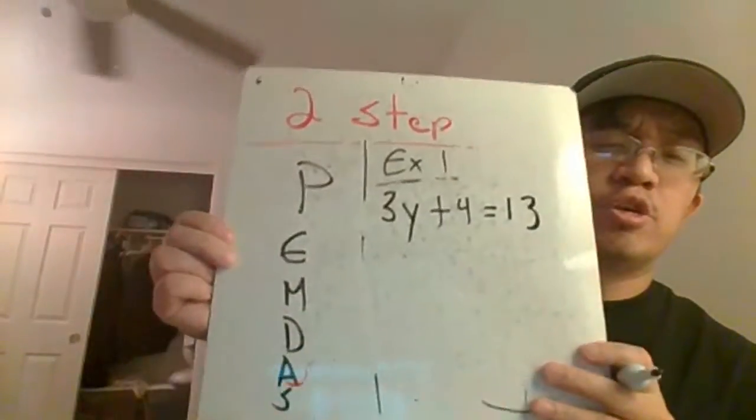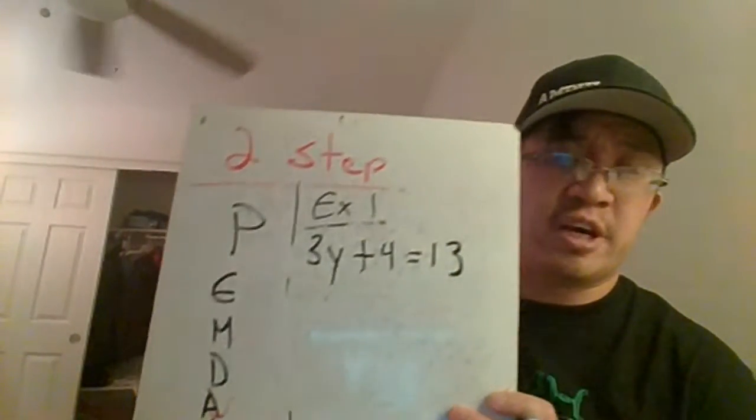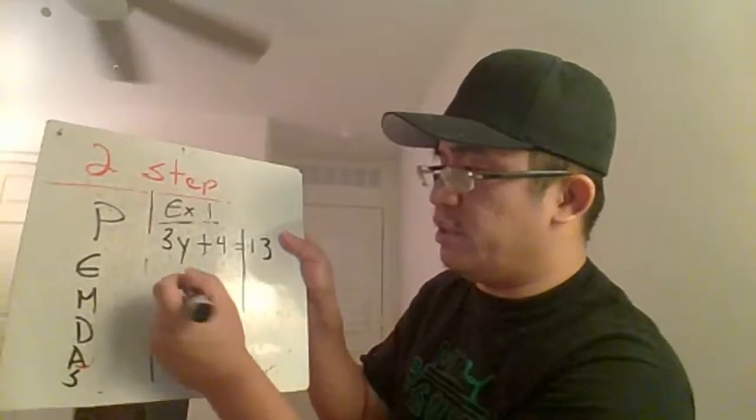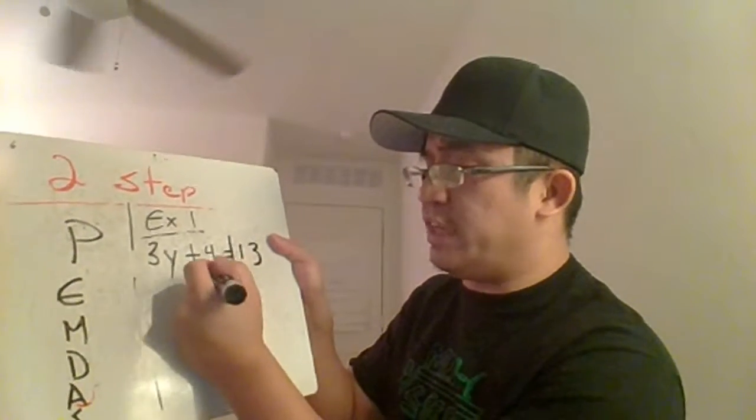All right. So I want you guys to try this then. Try 3y plus 4 equals 13. So right now, pause the video, get this down. All right, so draw your line through the middle, and let's go for this answer.